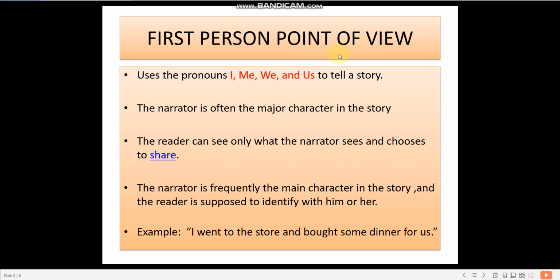In the first person point of view, the narrator uses the pronouns I, me, we, and us to tell a story. The narrator is often the major character in the story, and the reader can see and know how the narrator is feeling and what his thoughts are. So basically, the whole story is about the narrator, him or herself. Example, I went to the store and bought some dinner for us. So the whole story is about the narrator, not other characters.